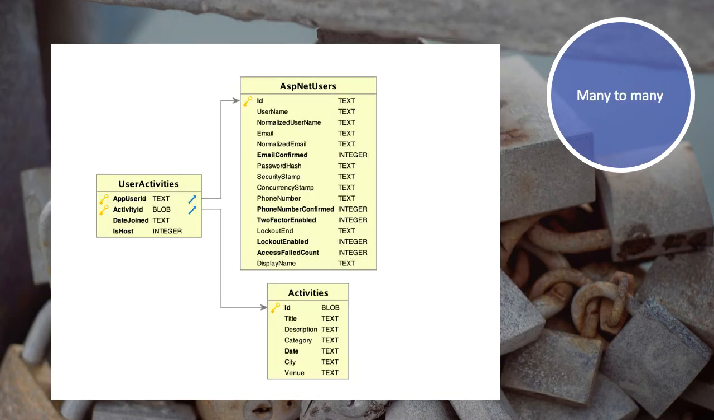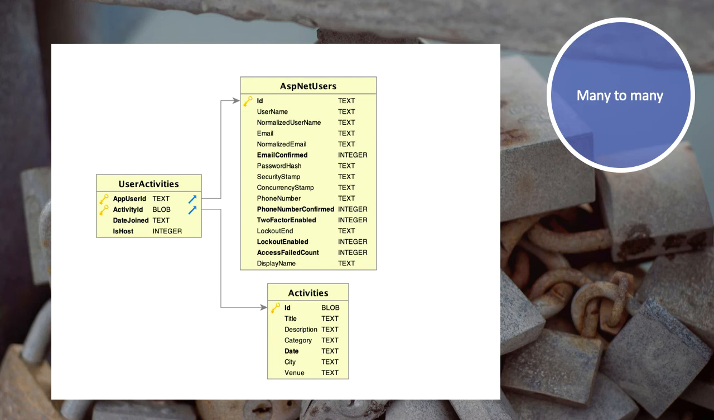This is how it's going to look in our database. We have a user activities table, which is acting as our join table. There are advantages to using a join table in this way, because this allows us to configure additional properties that are just related to the fact that a user is an attendee of an activity. For instance, the two additional properties that we're adding here are the date they joined the activity, and also a boolean to specify whether or not they're the host of an activity. Then we've just got our two tables, the ASP.NET Users table and the Activities table.